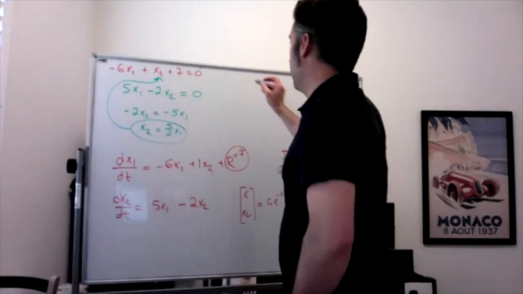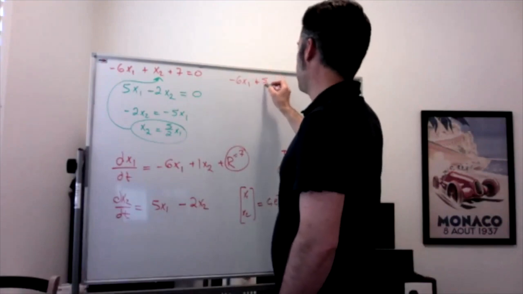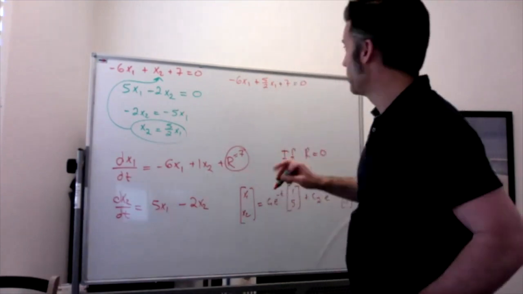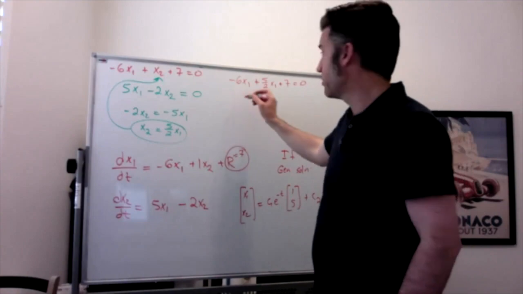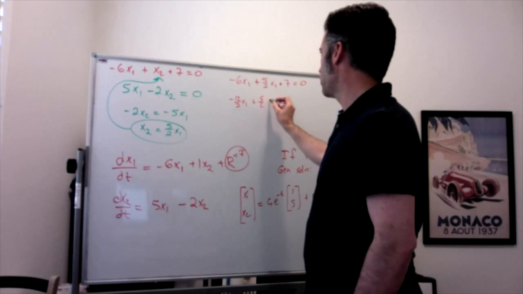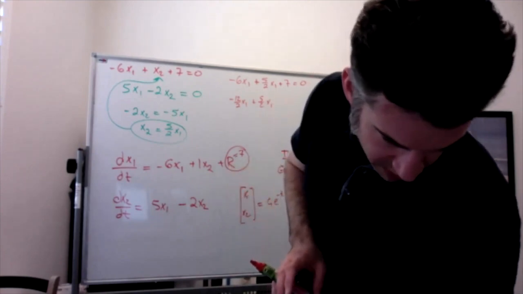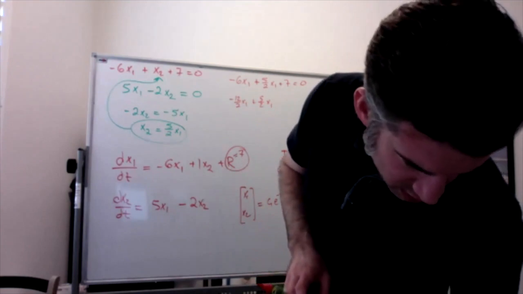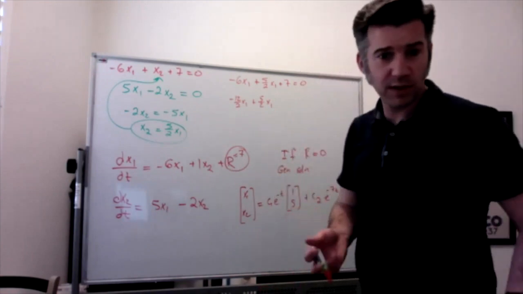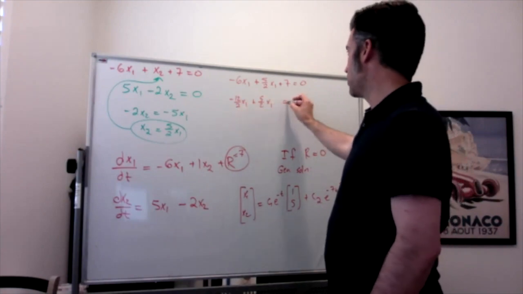So then I have negative 6x1 plus 5 halves x1 plus 7 equals 0. Excuse me, hiccups. Negative 6 is negative 12 over 2. So negative 12 over 2 x1 plus 5 over 2 x1. I feel like I might have made a mistake in my notes, which is perfectly fine. I just want to double check. Yeah, I did, but that's fine. No big deal. You guys can't see my notes. It's all right. So negative 12 over 2 x1 plus 5 over 2 x1 equals negative 7.